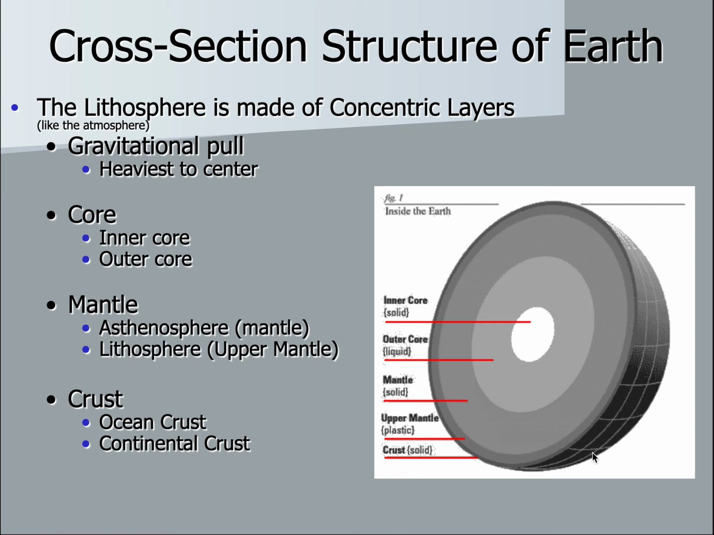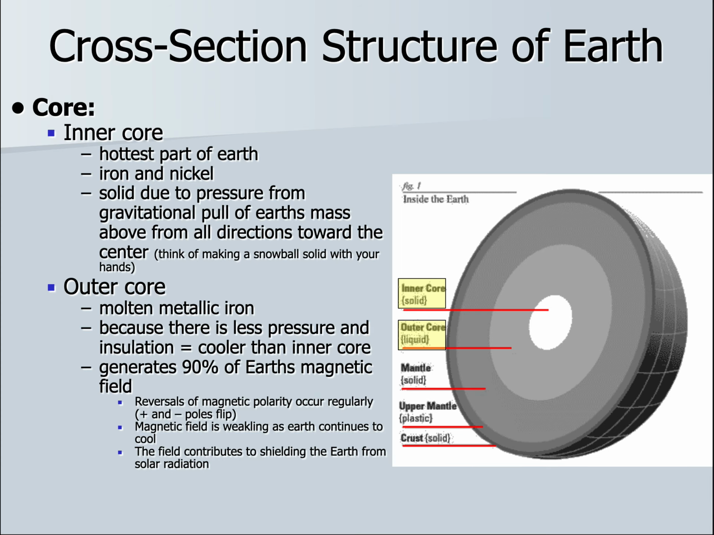When looking at these concentric layers, we want to consider that there are three of them, and each of those three have two forms to them. These are the core, the mantle, and the crust. The core has an inner core and an outer core. The mantle has an asthenosphere and a lithosphere, and the crust has an ocean crust and a continental crust. I'm going to talk about each one of these in a little vignette separately, but I'm going to put the core in with this video set.